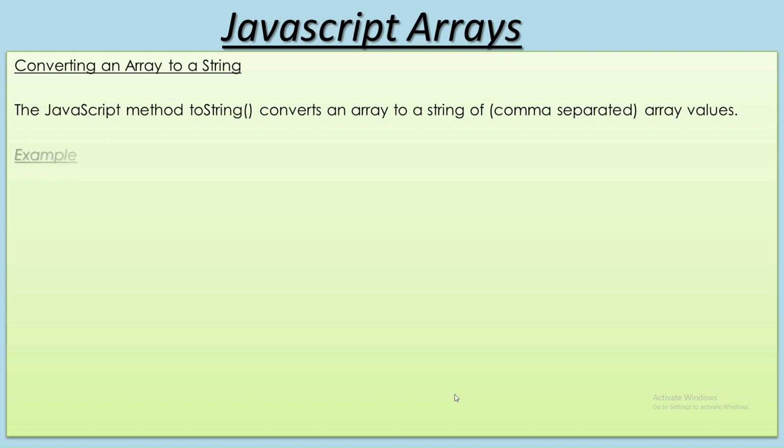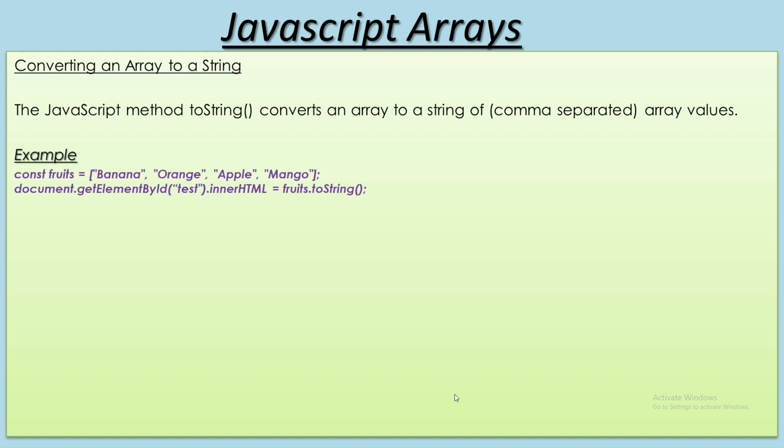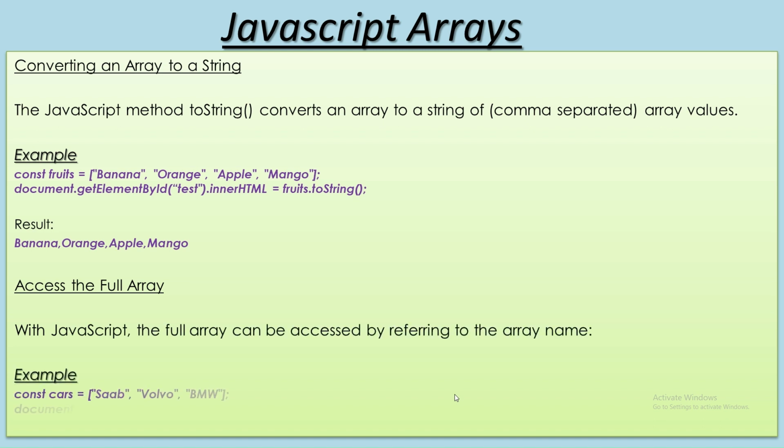Converting an array to a string. The JavaScript method toString converts an array to a string of comma-separated array values. For example, const fruits = ["Banana", "Orange", "Apple", "Mango"]. document.getElementById("test"): here we are trying to find an element with the ID test and set its innerHTML equal to fruits.toString(), which means array.toString. Now the result will be inside the element which has the ID test, where we will have our array values.